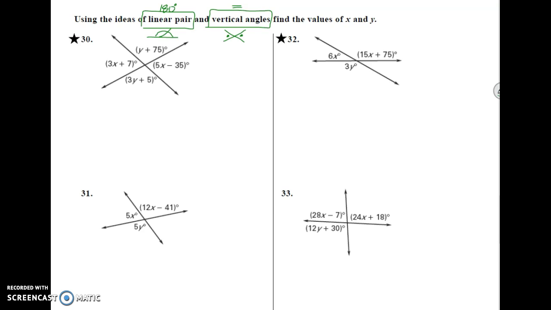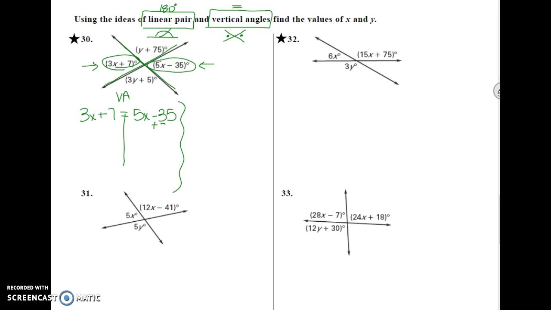So if we look at question 30, the first thing that I notice is that we have both x's and y's. Whenever you have two different variables, you try to group them. So in this case, I would try to do something with the x's together. And if I look at the two x numbers, I notice that they're across from each other. They are what we call the vertical angles. So I know that 3x plus 7 will equal 5x minus 35 because they are vertical angles. Do that math.